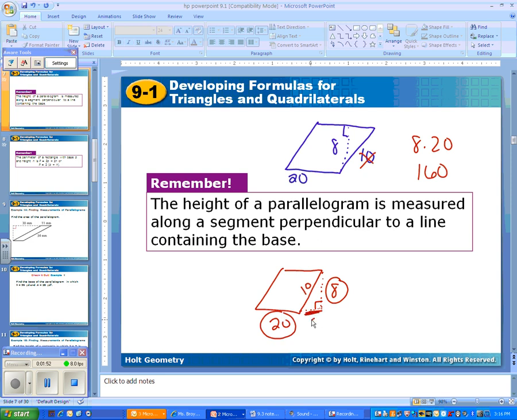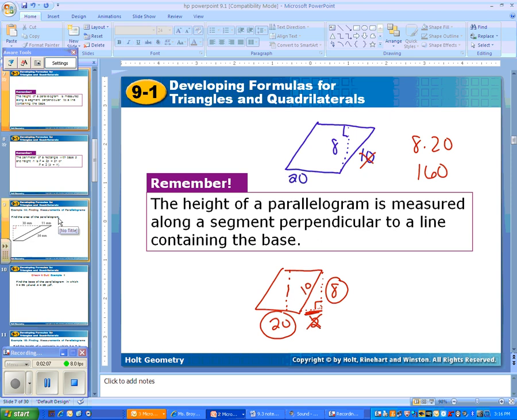So if I told you that this was 2, it still has nothing to do with your base. This is your base and this is your height. This is exterior. It's not part of the parallelogram. This height, even though it's outside, could be drawn inside, and that's why it's our height.